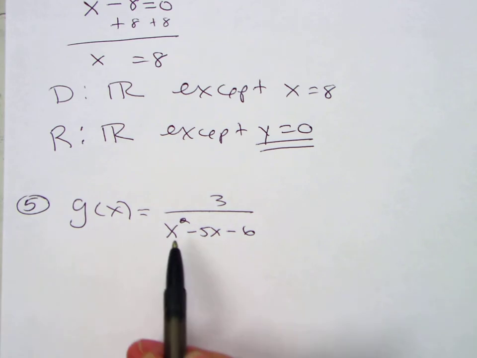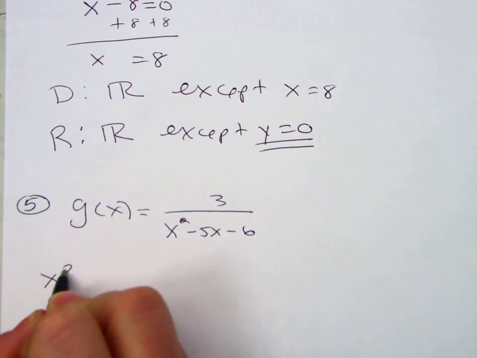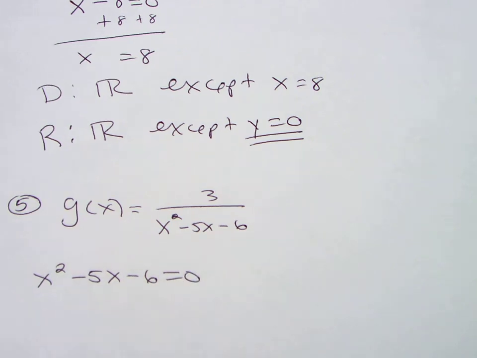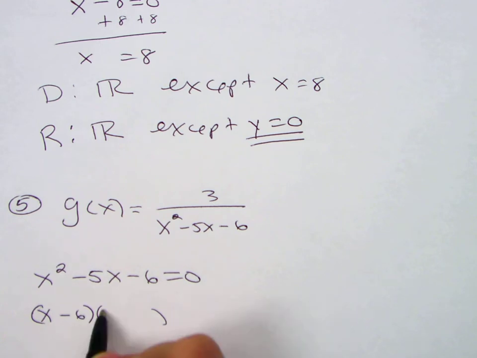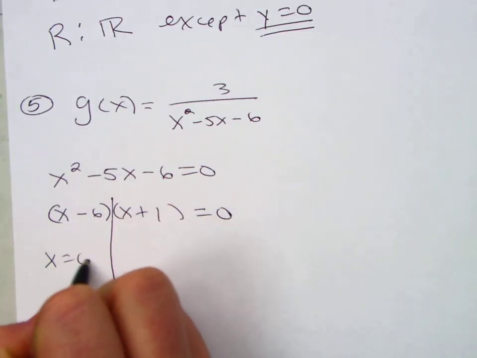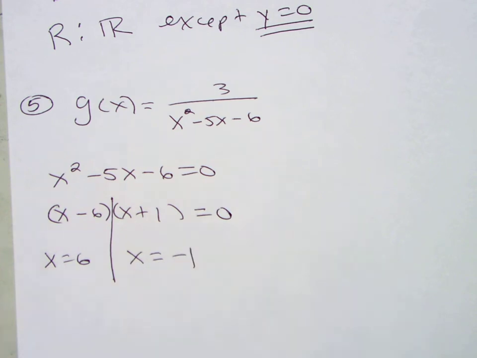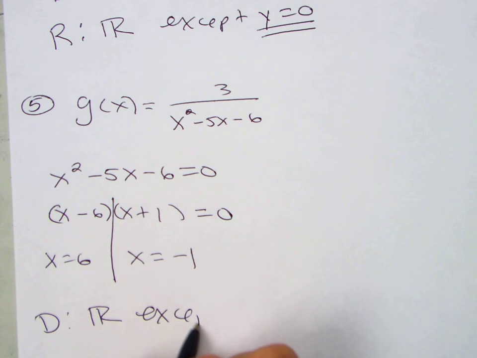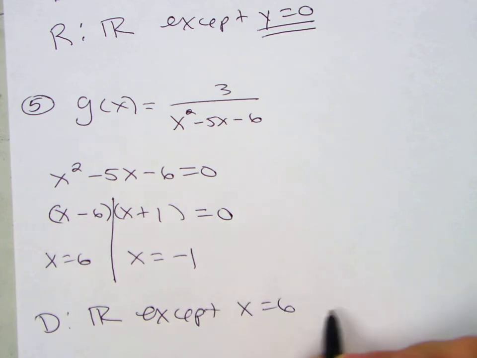So we set the denominator equal to 0. x squared minus 5x minus 6 equals 0. How do you solve this equation? Factor. (x minus 6)(x plus 1). We're solving, so we switch the sign. x equals 6, x equals negative 1. So the domain is all real numbers except x equals 6 and x equals negative 1.